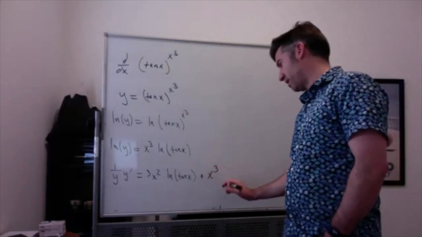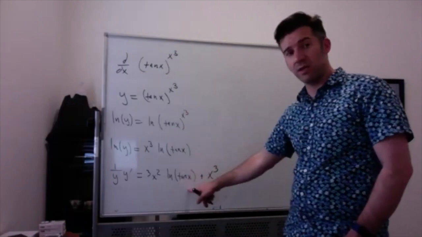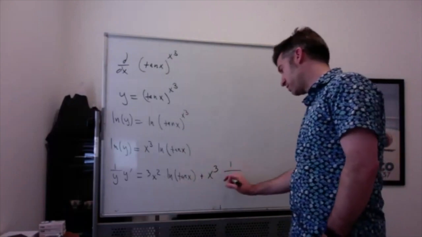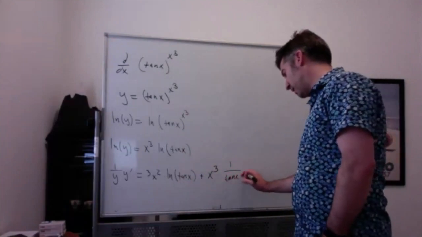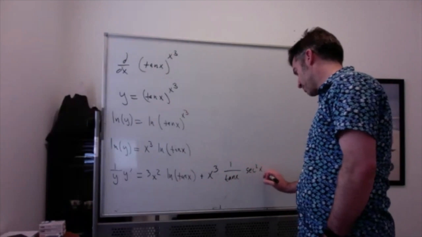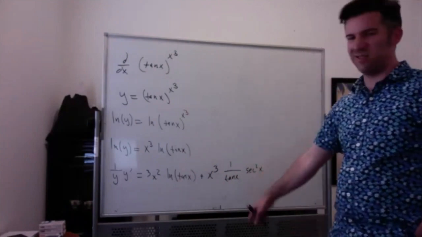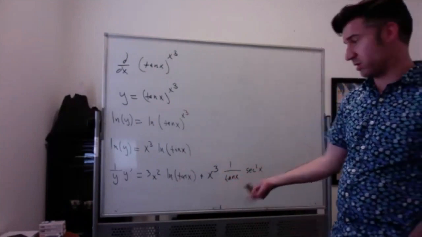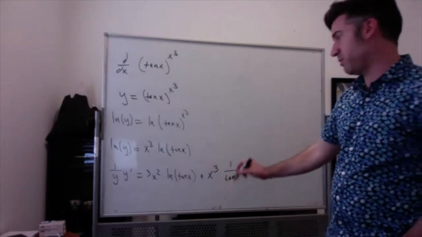Plus x cubed times the derivative of the natural log of tangent, well, it's 1 over the stuff times the derivative of the stuff. Secant squared over tangent doesn't simplify in any meaningful way, so we're just going to leave it as is. But then we're going to multiply both sides by y.